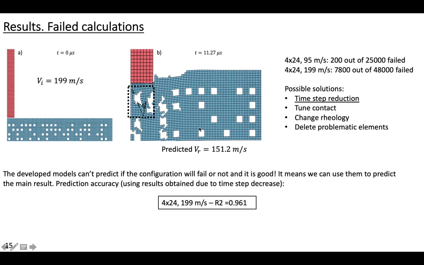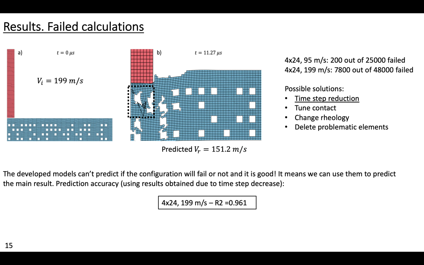For the lower velocity, it was not such a problem because only 200 out of 25,000 configurations failed, but for the high velocity, it became a problem since 7,800 failed out of 48,000 problems.